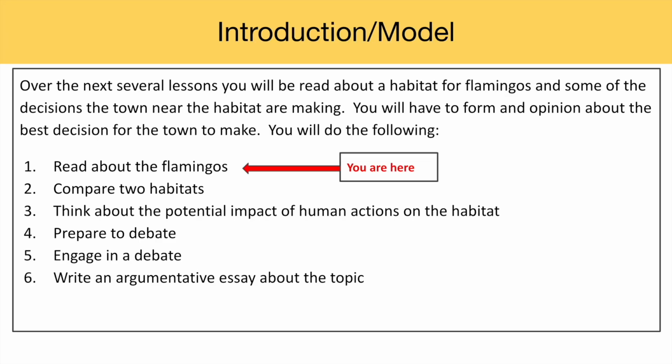Over the next several lessons, you'll read about a habitat for flamingos and some of the decisions the town near the habitats are making. You will have to form an opinion about the best decision for the town to make. You will do the following. 1. Read about the flamingos. This is where you currently are.